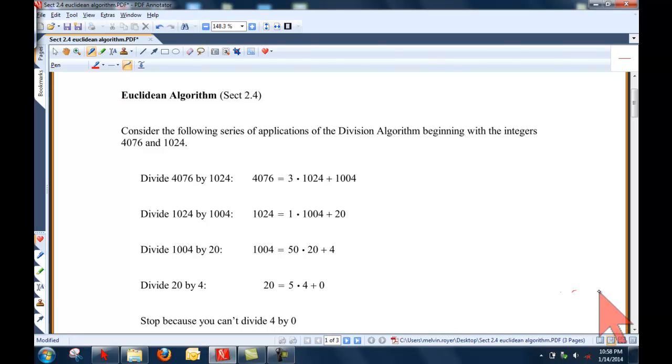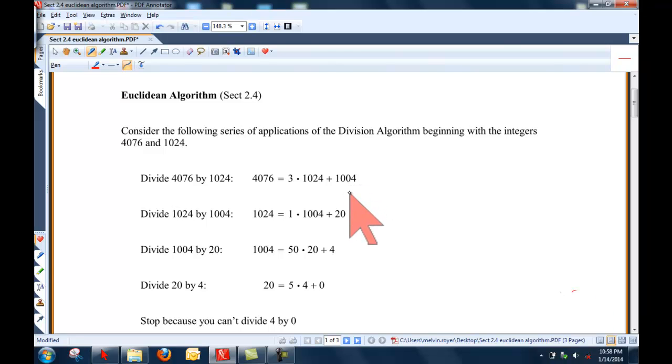I want to talk about the Euclidean algorithm, which, as the name implies, was known by Euclid himself. So this is 300 or more years before Christ. Still a very important algorithm in number theory. Before I even say what it does, let's look at a series of computations here.